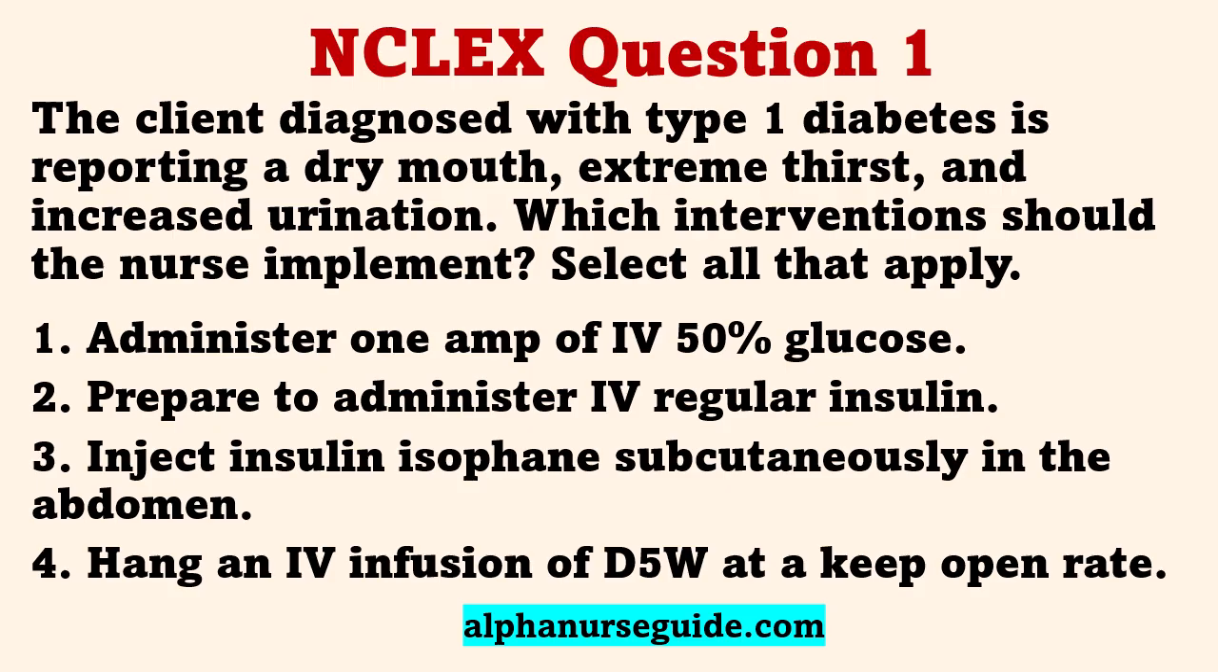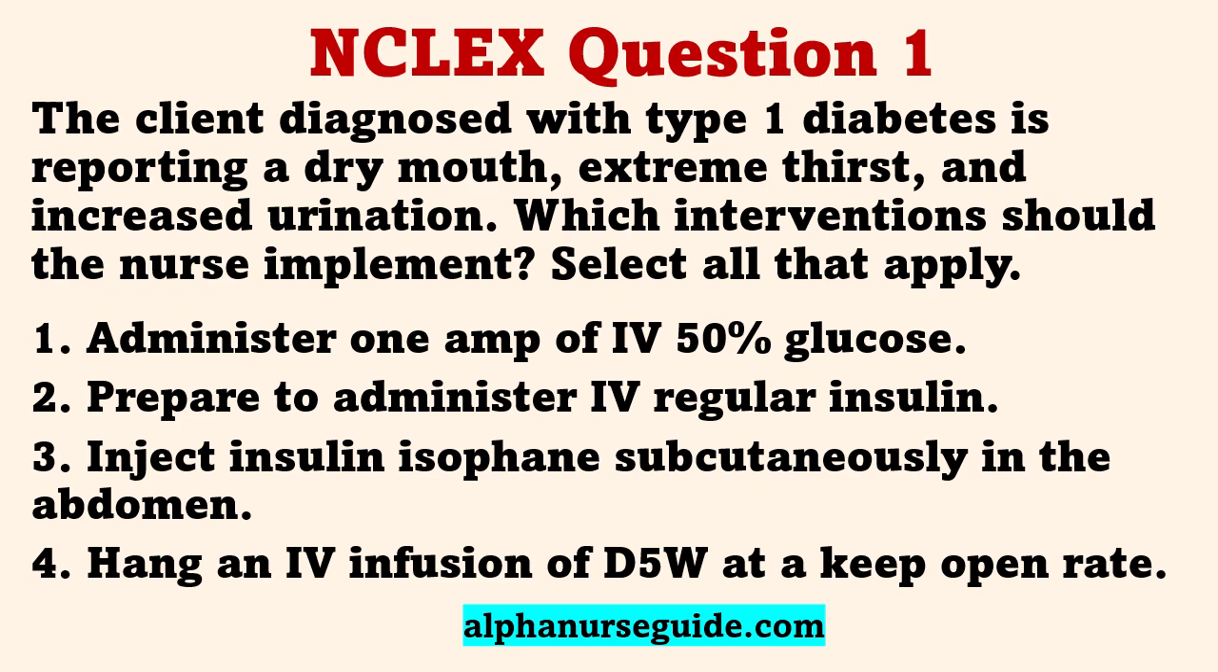The correct answers are 2. Prepare to administer IV regular insulin, and 5. Check the client's blood glucose level via a glucometer. The client's signs and symptoms indicate the client is experiencing diabetic ketoacidosis, which is treated with IV regular insulin. These are signs and symptoms of DKA. Therefore, checking the client's blood glucose level is an appropriate intervention.